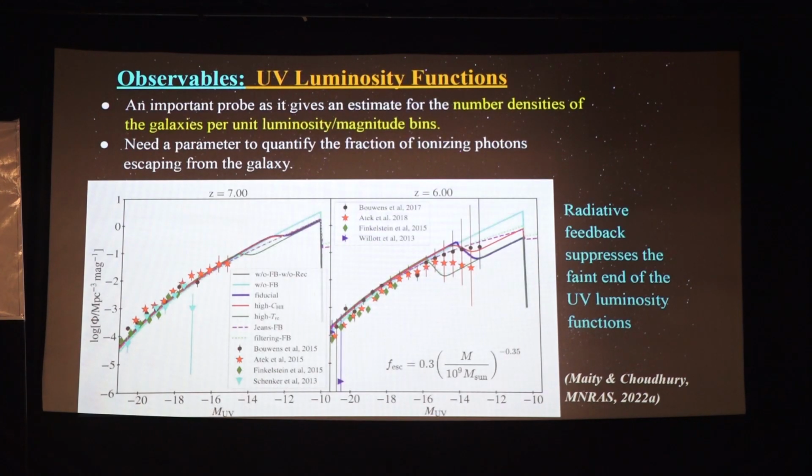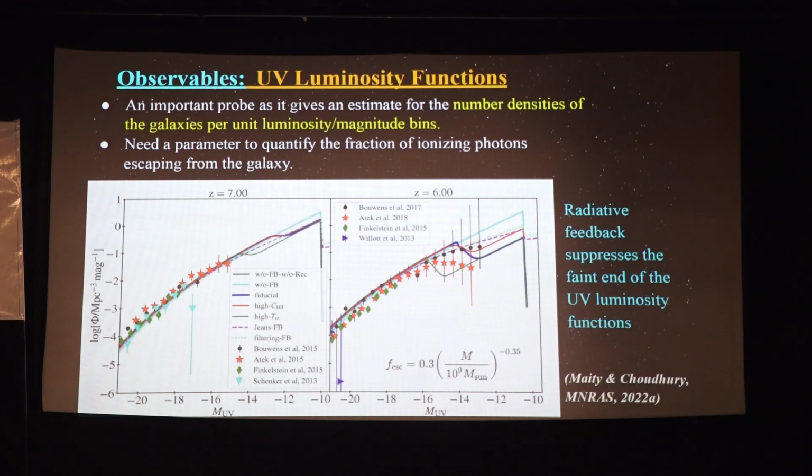The next one is well known, and Girish has also talked about this one, the UV luminosity function of galaxies. This is basically the estimate of number densities of galaxies per unit luminosity or magnitude. And the main important effect here is that if we concentrate on this cyan line, there is no feedback effect, but if we include the feedback, there is a suppression at the faint end.